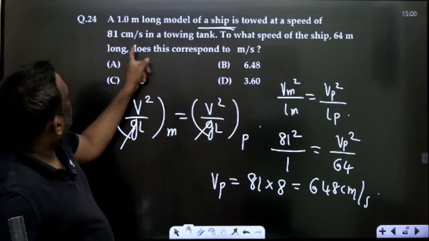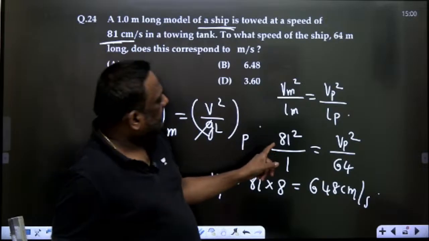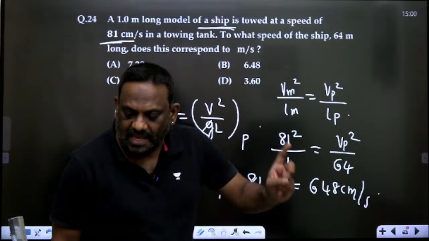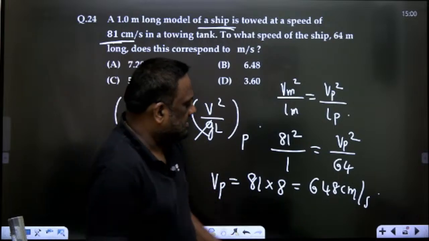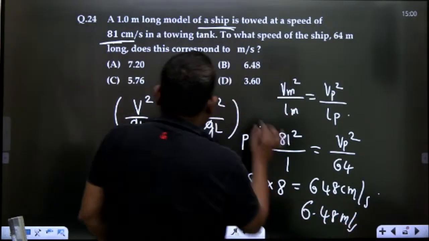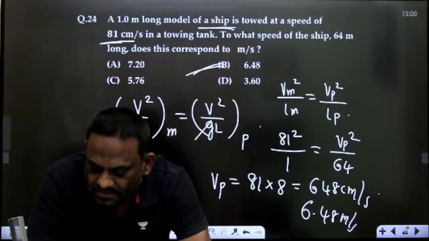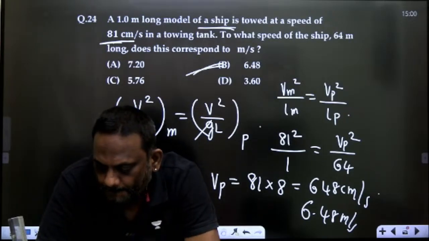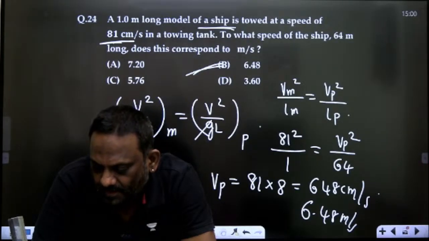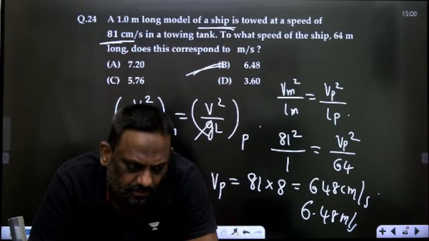Because already this is given as 81. When 81 is in centimeter per second, this will also be in centimeter per second. But the answer is asked in meter per second. So what is the answer, sir? 6.48 meter per second. Is it correct? Did anyone get this answer, sir? Oh God, what is happening to my children? Is this clear or do you want me to explain again?